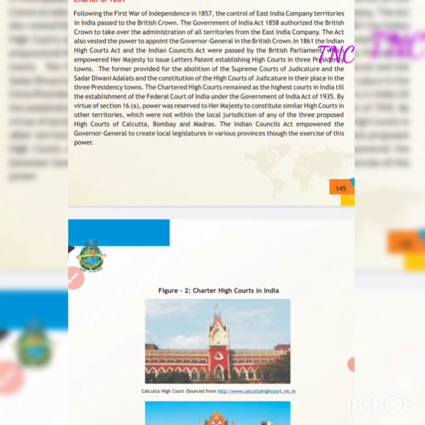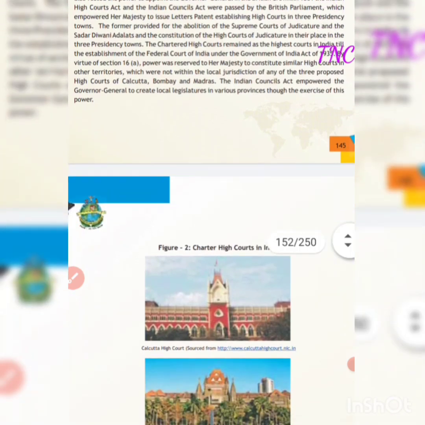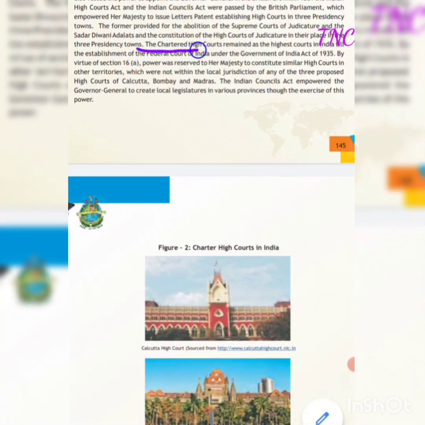The chartered high courts remained the highest courts in India till the establishment of the Federal Court of India under the Government of India Act of 1935. So at that time, the chartered high courts were the highest courts of law for the whole country, and this was so till the 1935 Act was passed, which gave the power to establish the Federal Court of India.